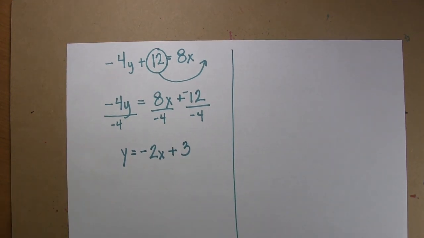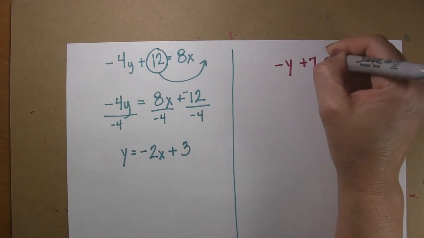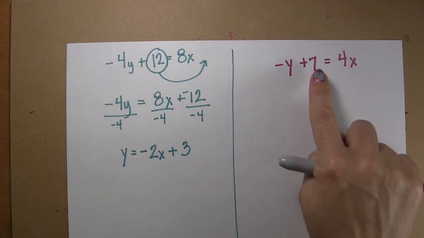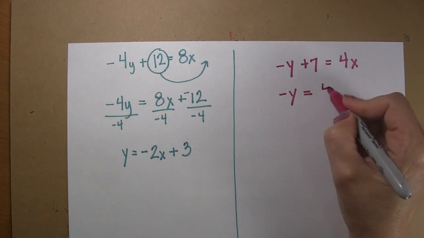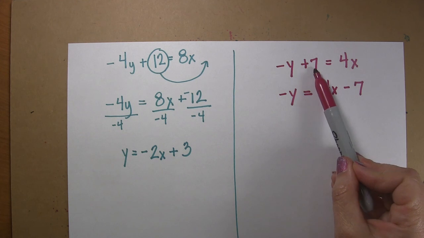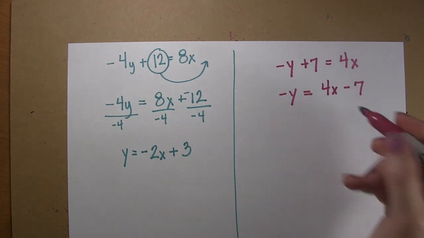Let's do one more. This will be our last one. We have negative y plus 7 equals 4x. So the first thing that we'll do is we'll move our 7. So we have negative y equals 4x minus 7, because again, it's going to go from a positive 7 to a negative 7, because you're flipping the side.